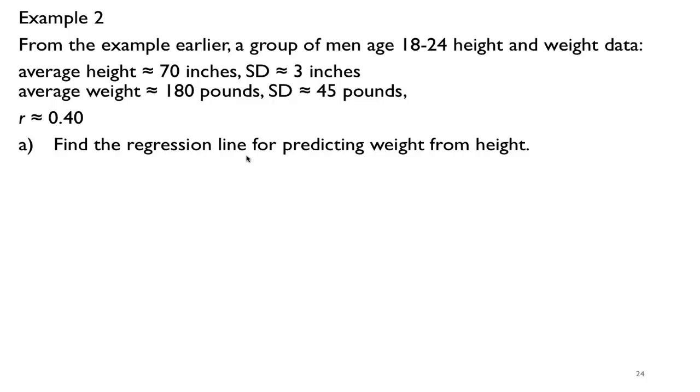Here's another example. We saw earlier that looking at a group of men whose average height is 70 and whose SD is 3 inches, and their average weight is 180, and the SD is 45 pounds, with the correlation coefficient of 0.40, we're going to use the regression line to predict weight from the height. And so that means the height is x and the weight is y.